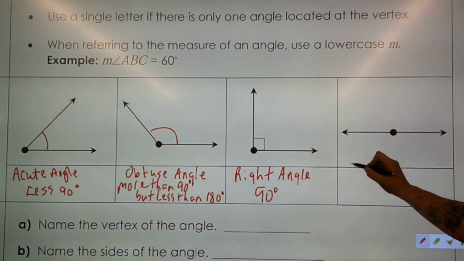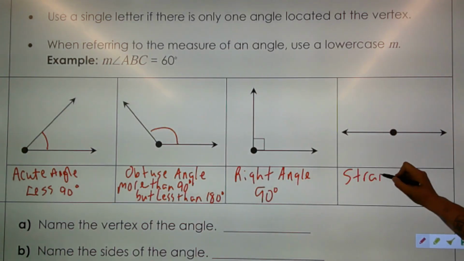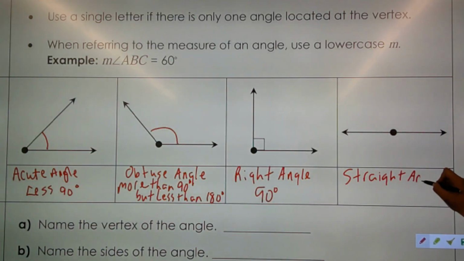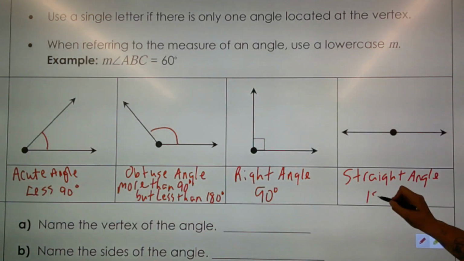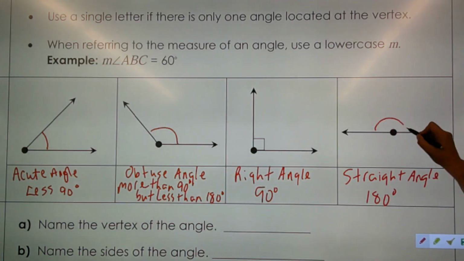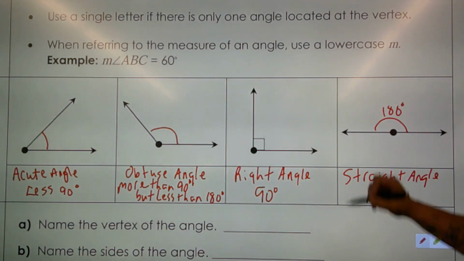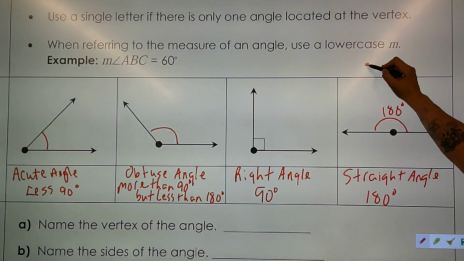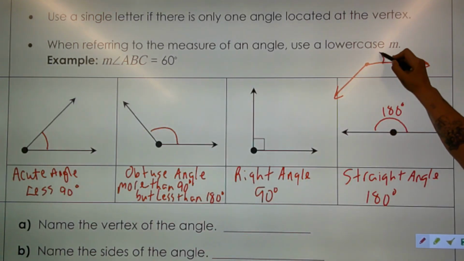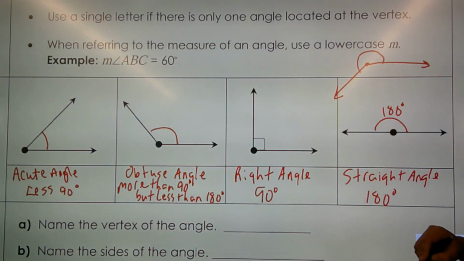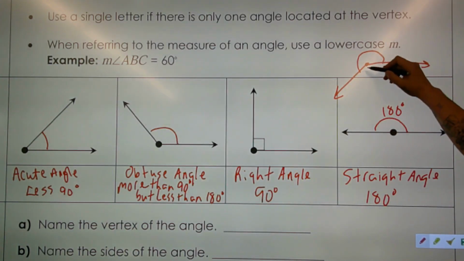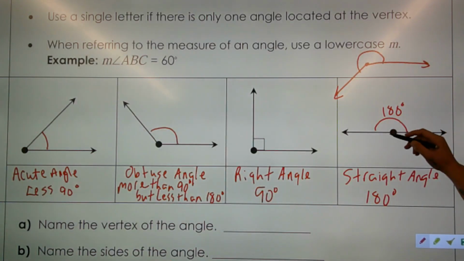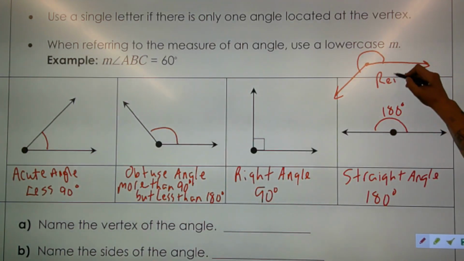This one is a straight angle. And it's 180 degrees, no more, no less. And then the last one is called a reflex angle. So suppose it goes this way, and they're talking about this angle, right? If they're talking about this bigger angle, bigger than a straight line angle, this is called a reflex angle.